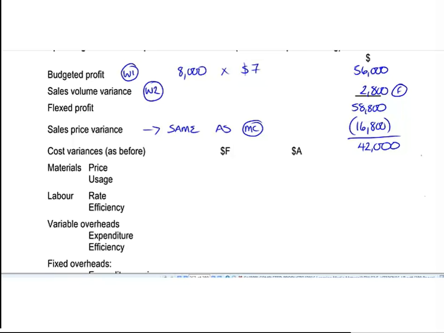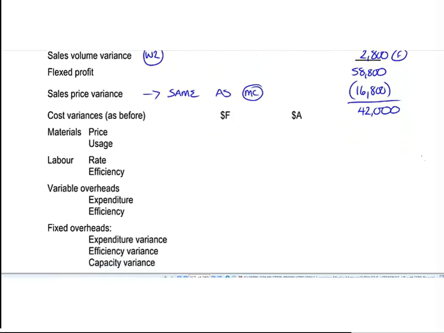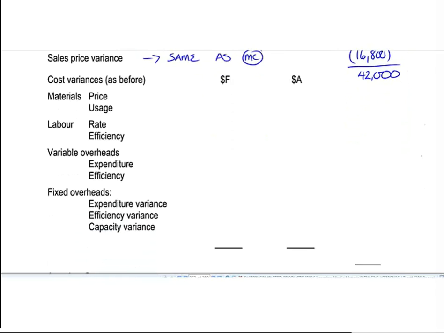Okay, if we look at the cost variances, we can see that a lot of these cost variances will be the same as they were before. As we stated on the previous page, the big difference between marginal and absorption costing will be in relation to our fixed overheads and our fixed overhead efficiency and capacity variance. All of the other cost variances will be exactly the same as what we've seen under marginal costing. So we're just going to copy the same numbers through here now.